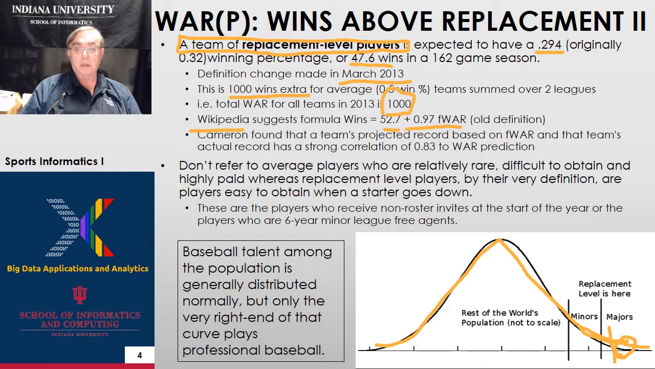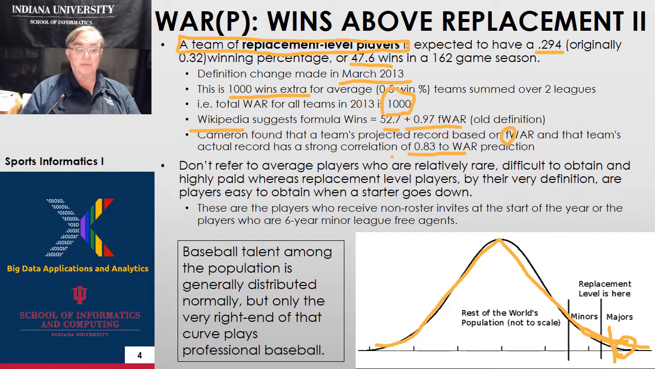If you read the literature, you have to be a little careful. Some of the literature from the past is actually using the old definition, which had this 52.7, not 47.6, as the number of wins. And Cameron, who used the old definition, found that the projected record based on fWAR, one of the WAR calculations from the FanGraphs people, when compared with the actual record of a team, has a correlation of 0.83. So that's pretty high correlation.